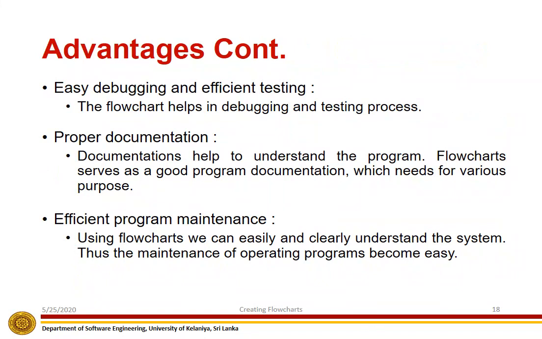The fourth one is easy debugging and efficient testing. The flowchart helps in the debugging and testing process. And the fifth one is proper documentation. Program flowcharts serve as good program documentation, which is needed for various purposes and makes things more efficient. And the last one is efficient program maintenance. The maintenance of an operating program becomes easy with the help of the flowchart. It helps programmers to put effort more effectively on that part.